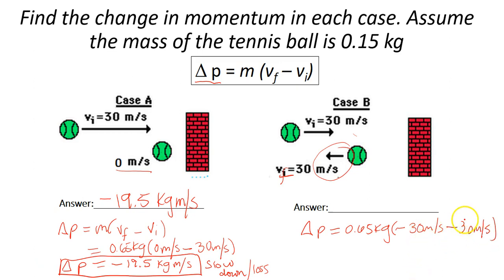It does not cancel. Remember, the negative is just the same as adding the opposite, so these actually add up. I'm just going to rewrite it. Negative 30 plus negative 30 gives you negative 60. Okay. So 0.65 times negative 60 gives you negative 39 kilogram meters per second. Change in momentum.